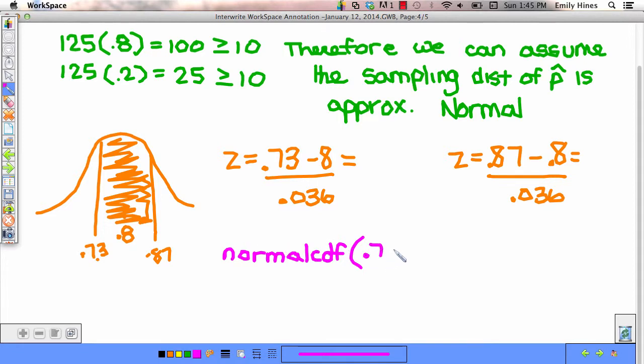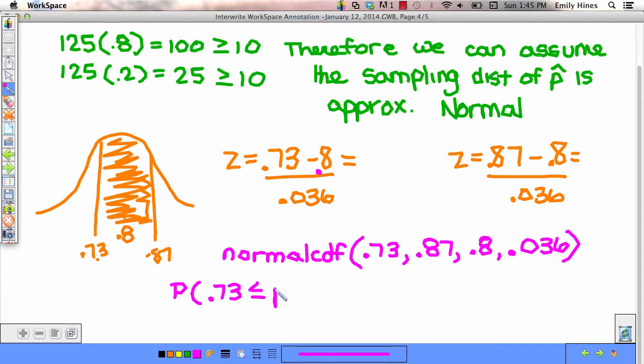My lower value would be 0.73. My upper value could be 0.87. Then instead of putting 0 and 1, I put my actual mean, which is 0.8, and standard deviation. This will give me my actual value, which tells me that the probability that p hat is going to be between 0.73 and 0.87 is 0.948. Okay, so you could do it either way.